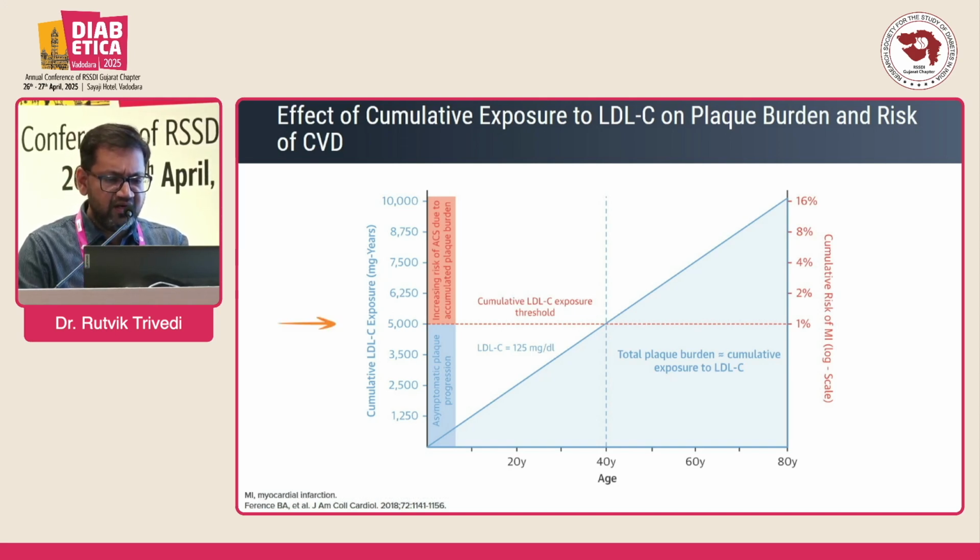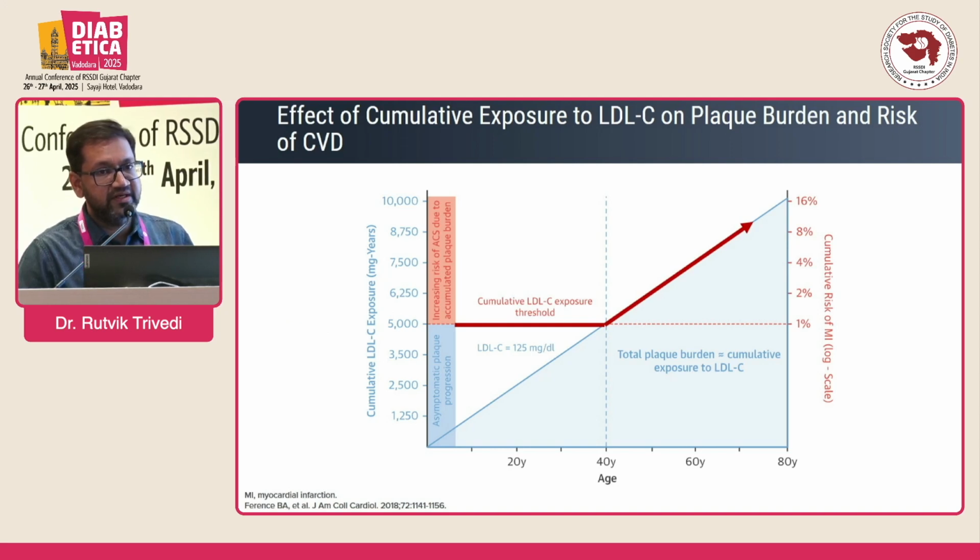We have understood in the recent era what cumulative exposure of LDL is. Cumulative exposure is your age multiplied by your LDL value. Once it reaches a threshold of 5,000, your risk, which is quite low at around 1%, will start increasing exponentially.